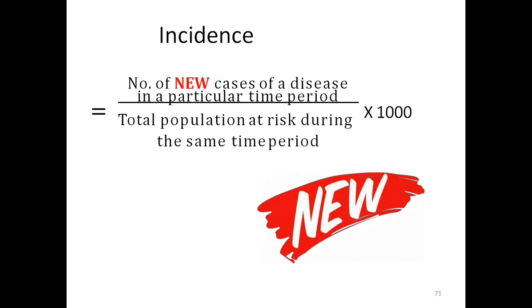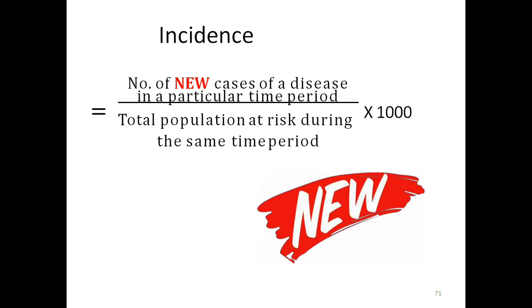So the incidence formula is the number of new cases of a disease in a particular time period divided by the total population at risk in the same period, into 1000. Okay, so incidence, as I mentioned earlier, is a rate commonly expressed per 1000, multiplied by 1000, whereas proportion or prevalence we multiply by 100.